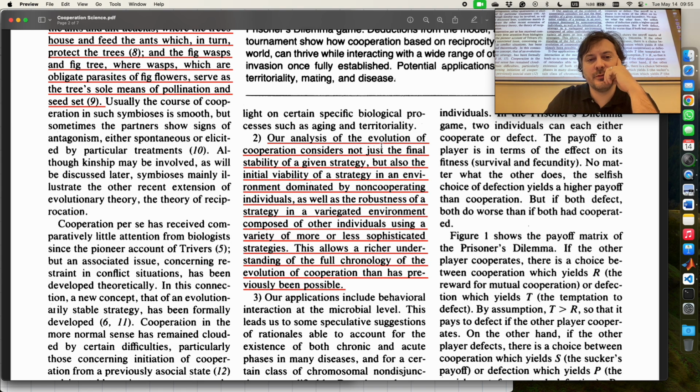Our analysis of the evolution of cooperation considers not just the final stability of a given strategy, but also the initial viability of a strategy in an environment dominated by non-cooperating individuals, as well as the robustness of a strategy in a variegated environment. Why use these? That's just showing off their vocabulary. Composed of other individuals using a variety of... I think they wrote variety here, so they had to change this word. Less sophisticated strategy. This allows a richer understanding.